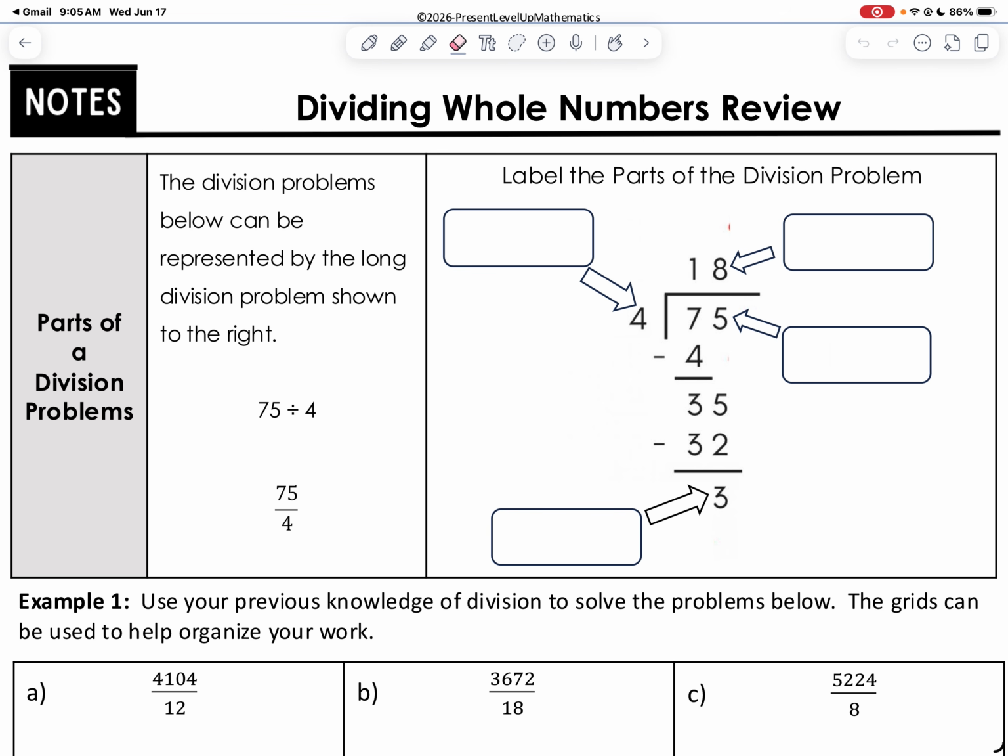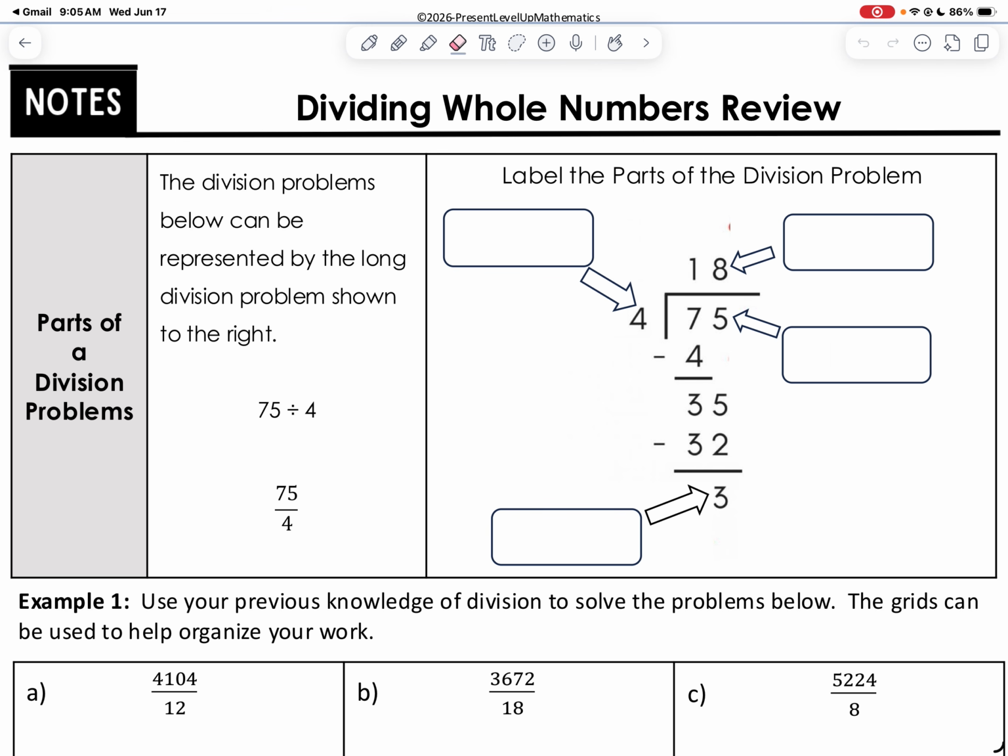So let's start by talking about the parts and labels for a division problem. The division problems below can be represented by the long division problem shown at right. So we have 75 divided by 4 written several ways. We can use 75, then the division symbol, and then 4, or we can write it as a fraction, 75 over 4, or we can write it as a long division problem.